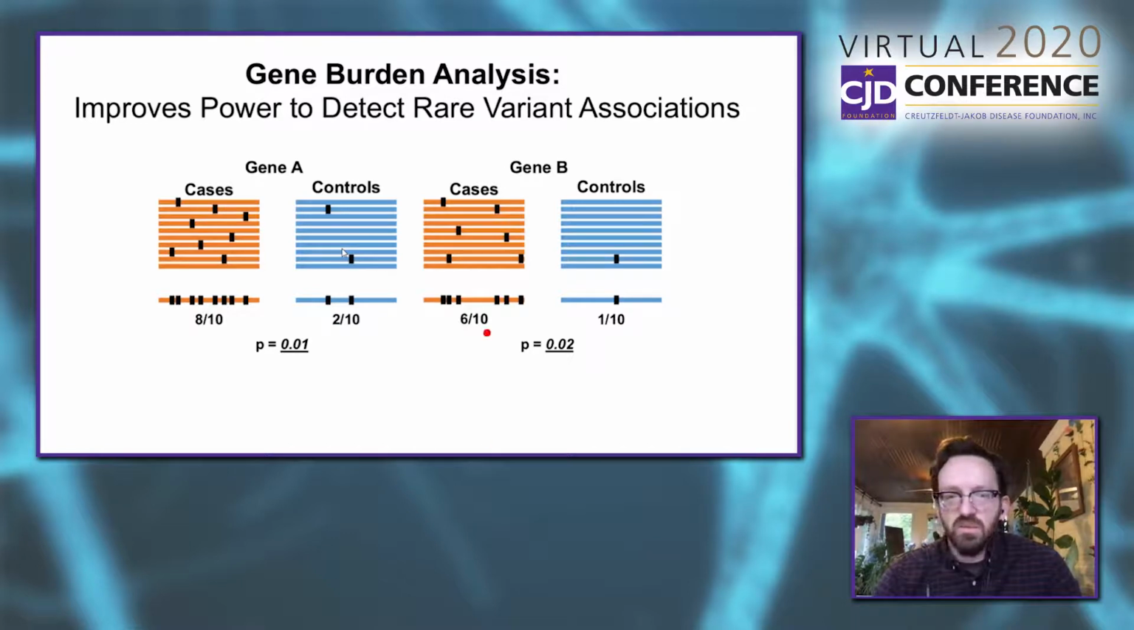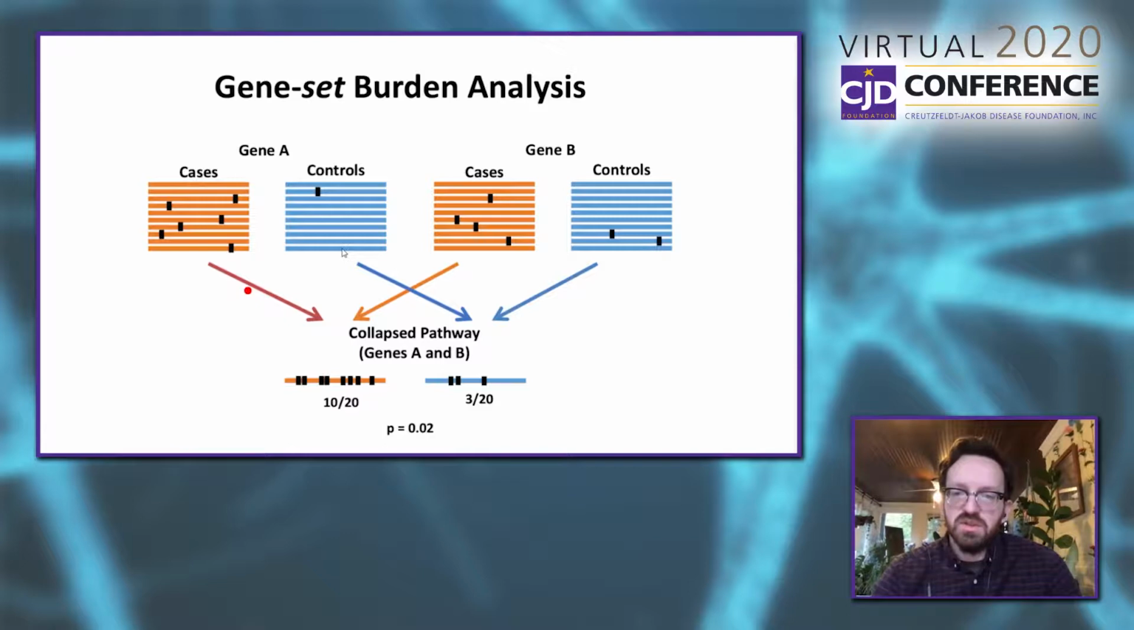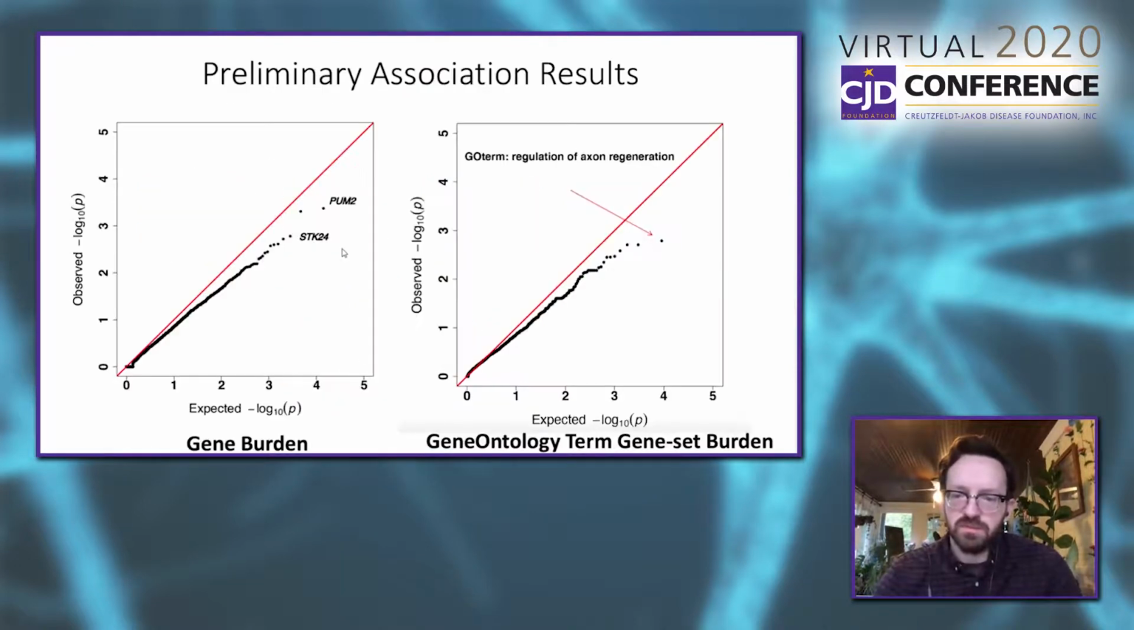And then secondly, one of the things that we often do with exome sequencing is perform gene burden analysis. And instead of every single variant, we in fact combine rare variants across genes. So in this case, we take gene A, we take all of the rare variants in cases and collapse them and compare that number, here 8 out of 10, to controls. And we do that for each gene in the genome. And similarly, we can do that by grouping genes, where we take all of the variants from multiple genes that have related function and compare that frequency in cases to controls.